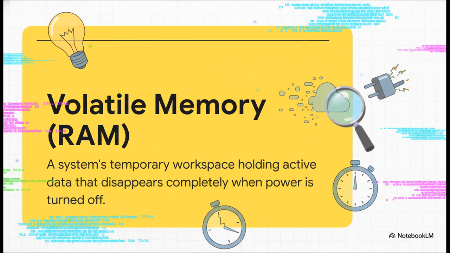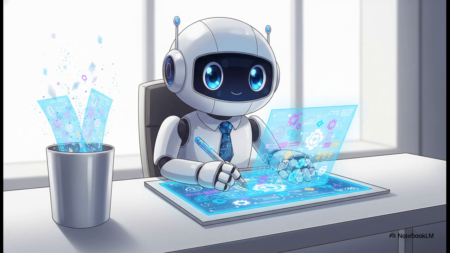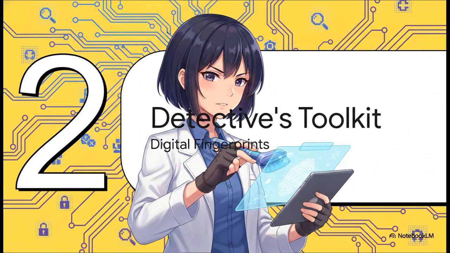Wipes completely clean. Here's a really simple way to think about it. Imagine RAM is your computer's temporary notepad. It's constantly scribbling down notes about what it's doing right this second. Super important for getting work done, right? But the second you shut down, that notepad page gets ripped out and tossed in the trash. So that's the big question, isn't it? If all the evidence is on this notepad that's about to be destroyed, how do you read it in time?